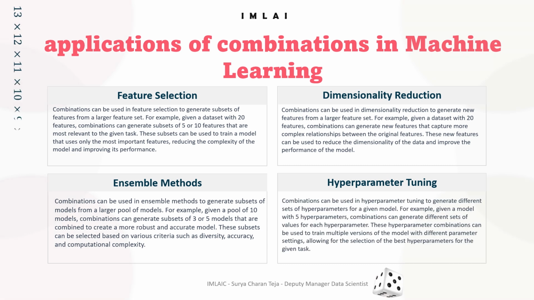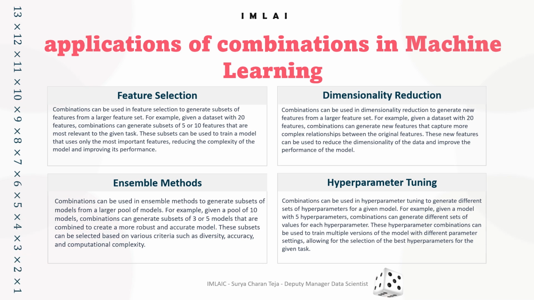If you take up an example, combinations can be used in hyperparameter tuning to generate different sets of hyperparameters for a given model. For example, given a model with 5 hyperparameters, combinations can generate different sets of values for each hyperparameter. These hyperparameter combinations can be used to train multiple versions of the model with different parameter settings, allowing for the selection of the best hyperparameters for the given task.